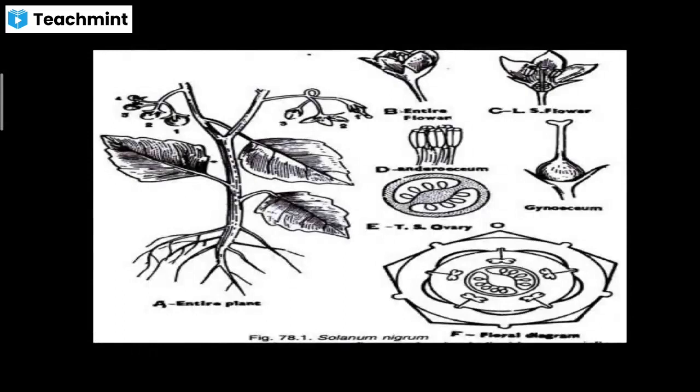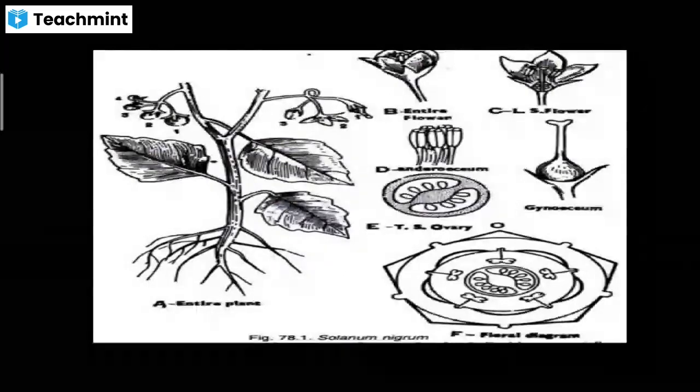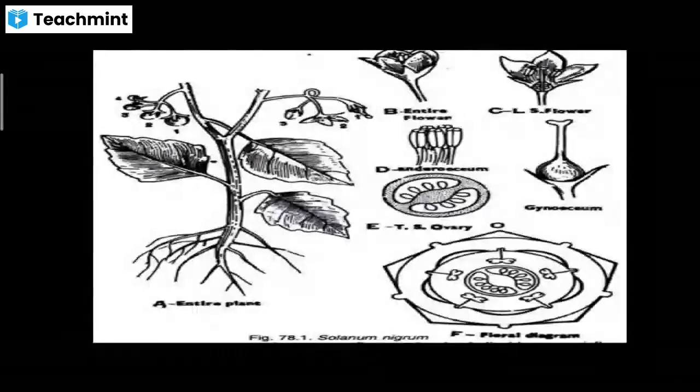Entire flower वहाँ पे, जब भी आप family का description लिखोगे तब वहाँ पे entire flower निकालना पड़ता है आपको। Then LS of the flower, then उसके androecium, gynoecium and TS of ovary. तो TS of ovary में आप देख सकते हो axile placentation है। This axile placentation, these ovules that will attach at the central axis, and at the center there is the placenta.